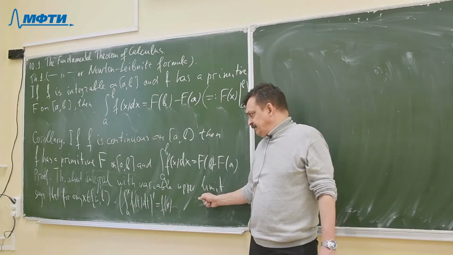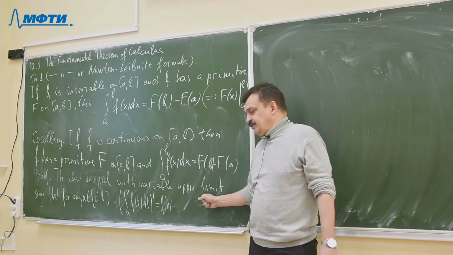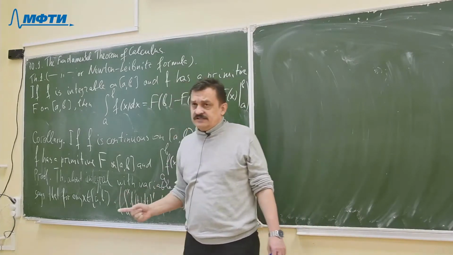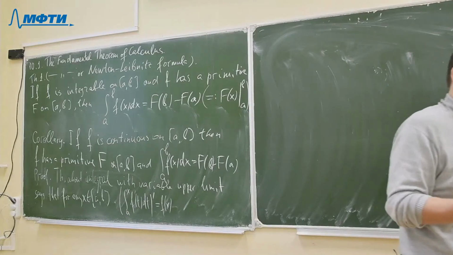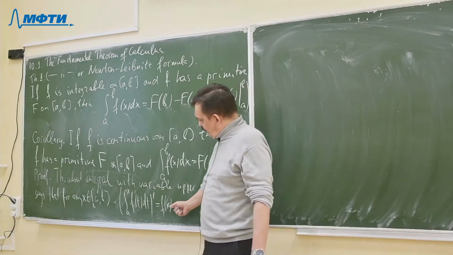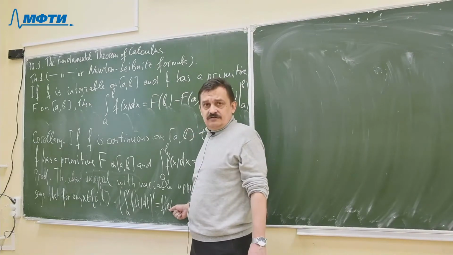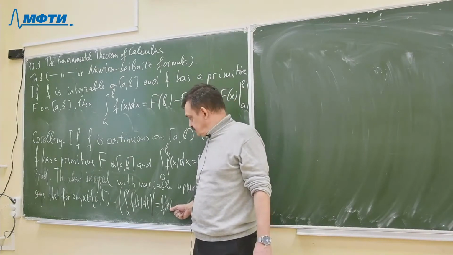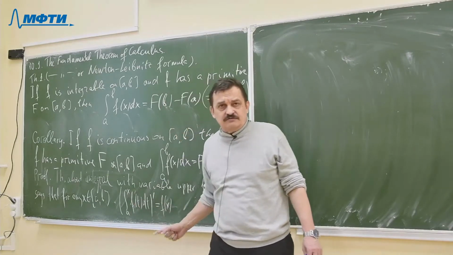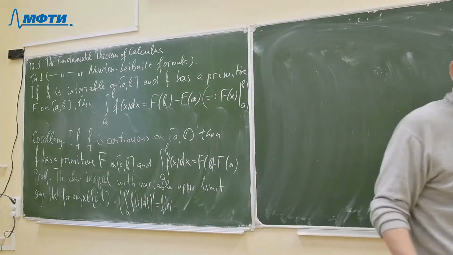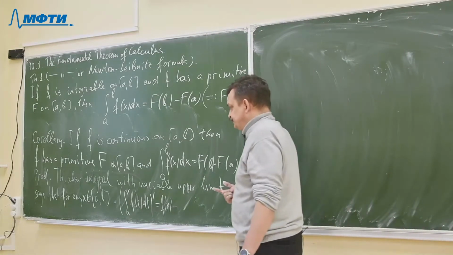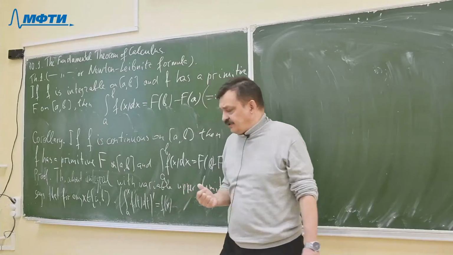So, the theorem about integral with variable upper limit says two things. First, that this integral is a continuous function of x always, and that for every point of continuity, if we put x naught here, then the derivative at that point x naught equals little f of x. That is what the theorem about integral with variable upper limit says.